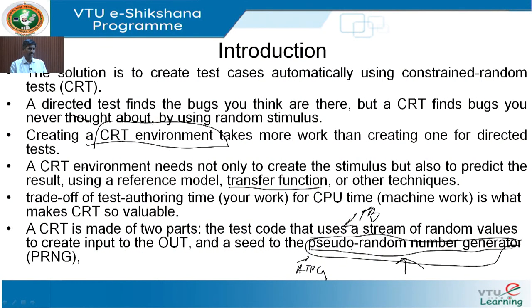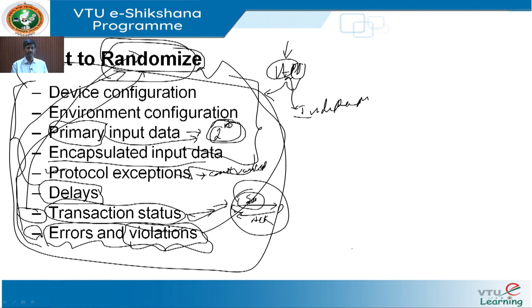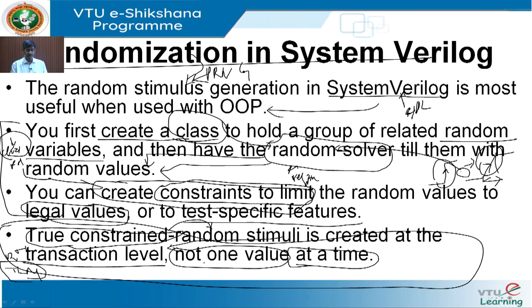What we taught in the last session is: define randomization, why randomization is required, how the randomization and CRT environment will be created, and how randomization looks in different values, so maybe device configuration, environment configuration, primary input data, encapsulated input data, protocol exceptions, delays, transaction status, errors and violations. So we'll look at how to do randomization in SystemVerilog.